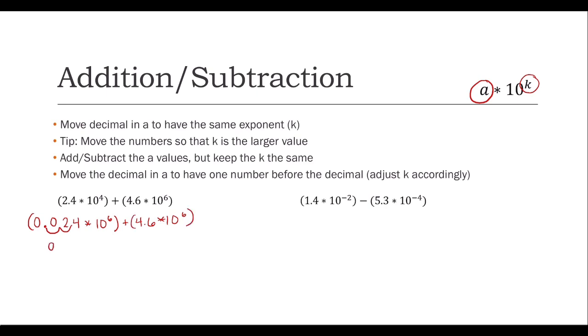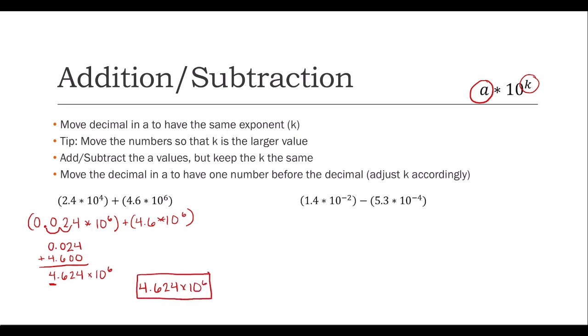So to add those, we'll line up our decimals. We have 0.024 plus 4.6. So that'll give us our 4.624, and it's going to be times 10 to the 6th. Our last step is to move the decimal in a in order to have one number before the decimal. Because we followed the tip, most of the time, you'll only have one number before the decimal and not have to make any more adjustments. So our answer here would be 4.624 times 10 to the 6th.